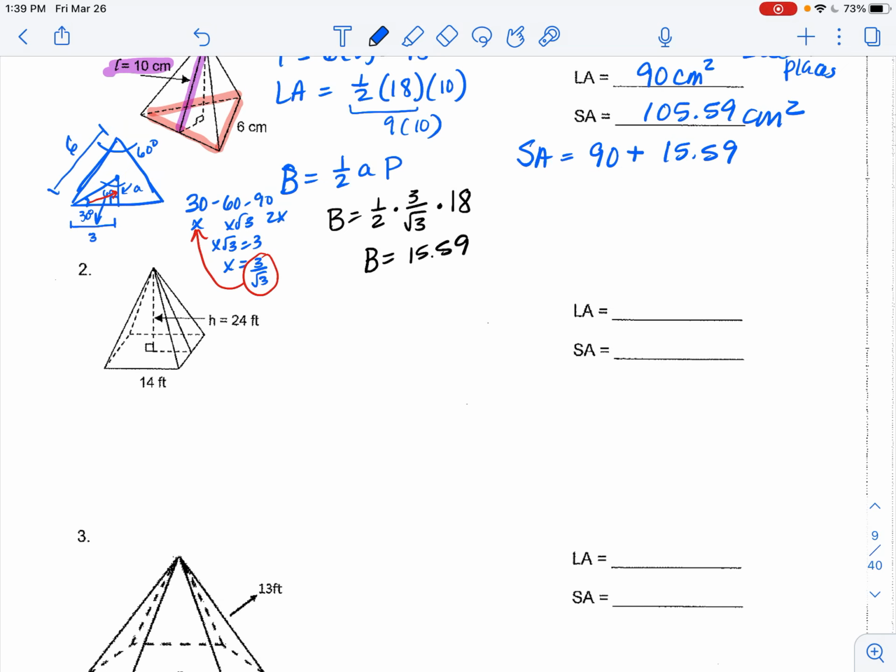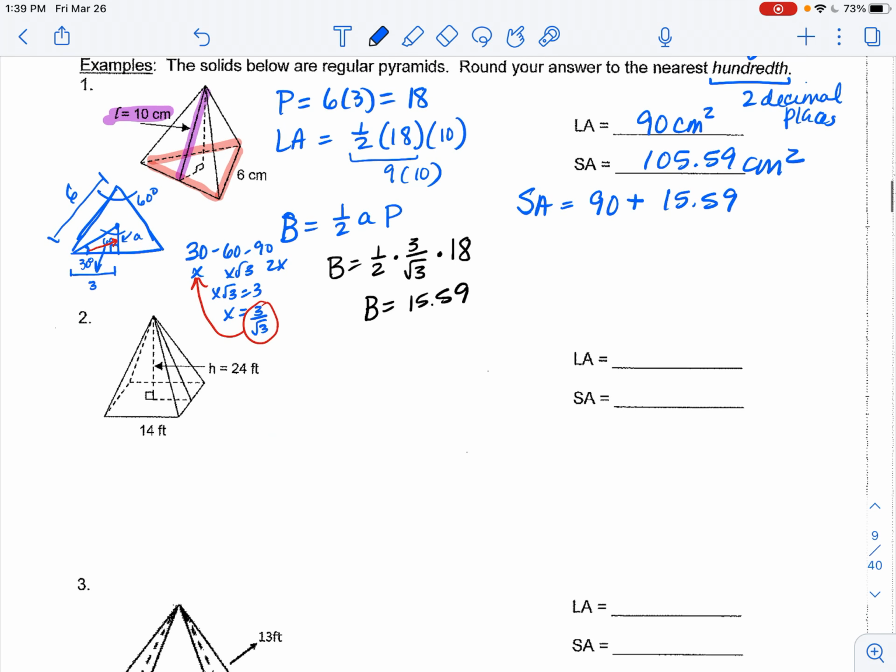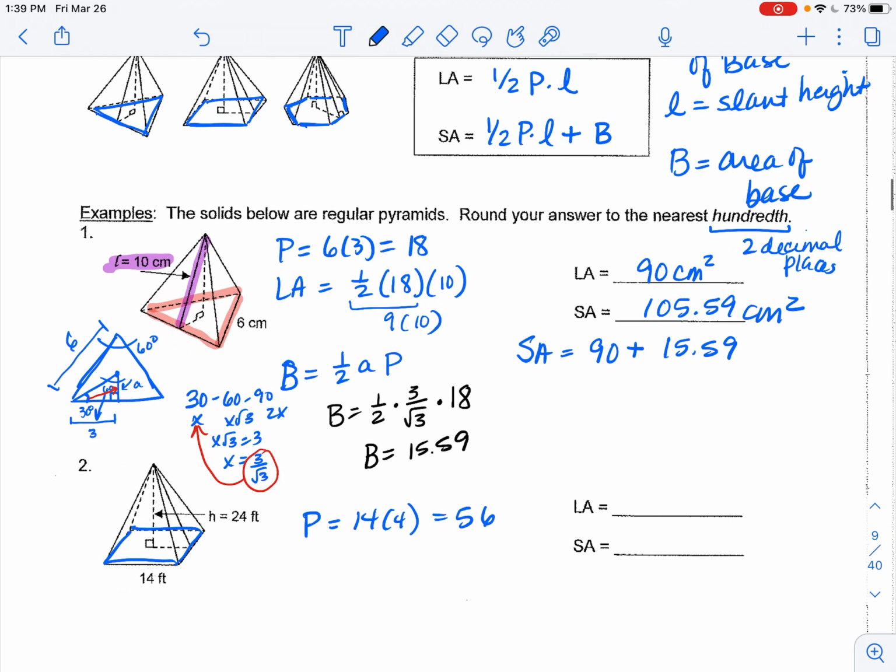Okay, in problem number 2, let's find first the perimeter of the base. And so we can see we have a square base this time. And so 14 times 4, and so that's 56. And let's see, we need to find, the slant height is 24, so that is going to be 1/2 the perimeter times the slant height.